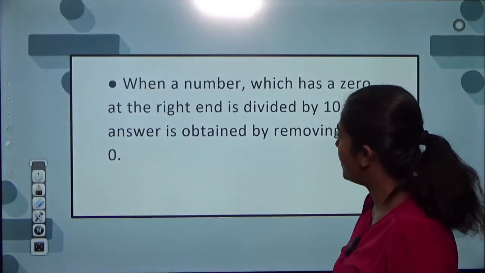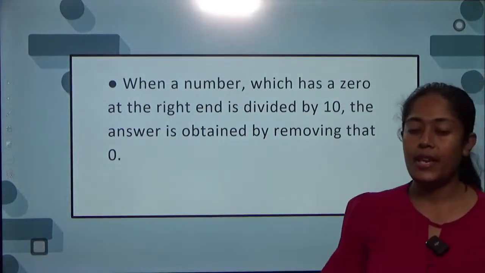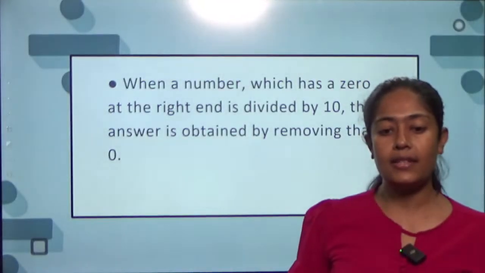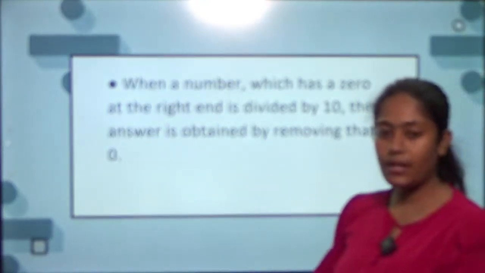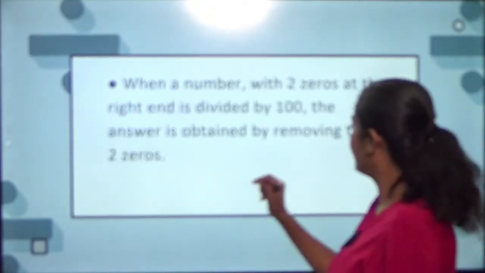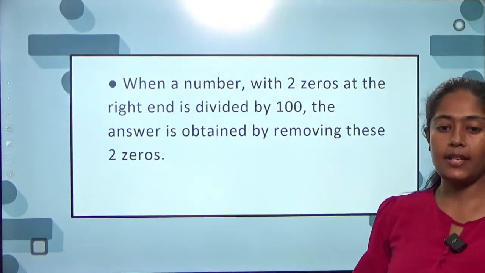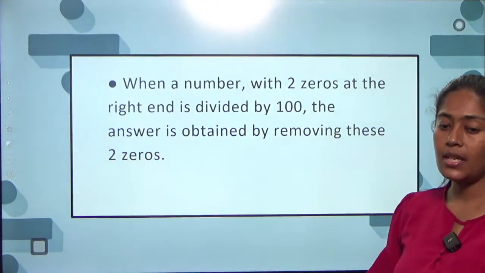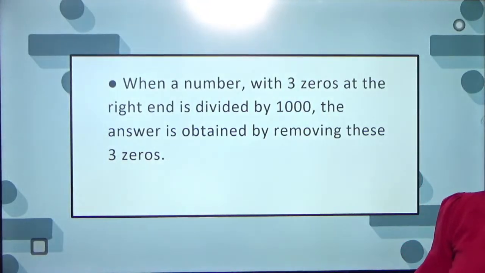Right. Same thing I have explained here. When a number which has 0 at the right end is divided by 10, the answer is obtained by removing that 0. I think there's no need to write this down, no? You can remember, no? Yeah. Next one. When a number with 2 zeros at the right end is divided by 100, the answer is obtained by removing these 2 zeros, and same thing, you have to remove 3 zeros.